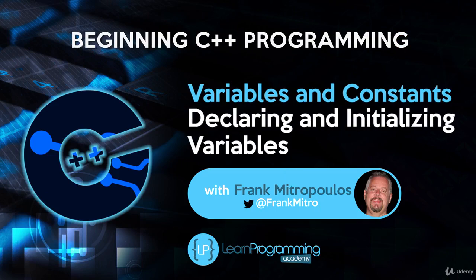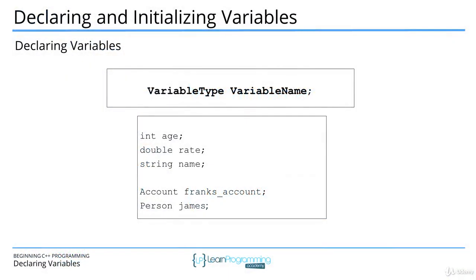In this video, we'll learn how to declare and initialize variables. Then we'll head over to CodeLight and declare and initialize some variables in live code. The syntax for a variable declaration in C++ is very simple.